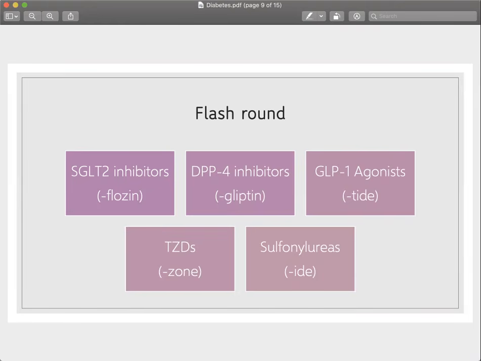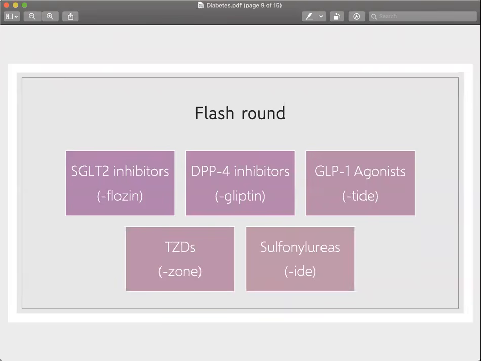I know I haven't listed every medication class here, but please remember, this exam is about knowing the basics and the overarching concepts. And so which of these drug classes puts us at the highest risk for hypoglycemia? Definitely those sulfonylureas like glipizide.